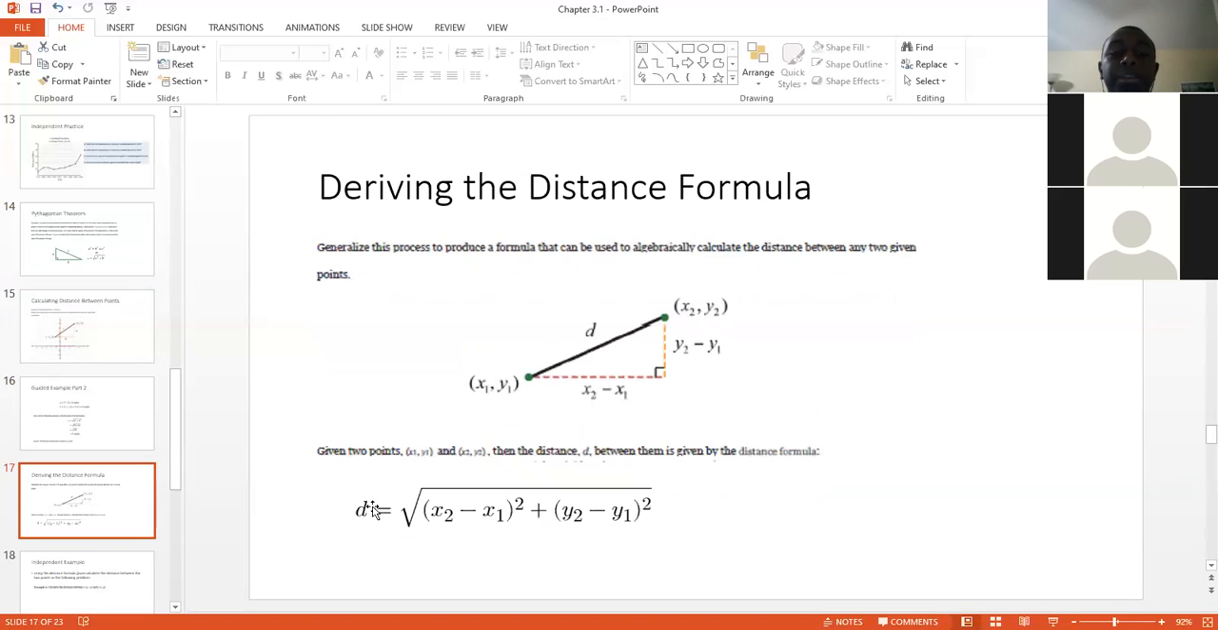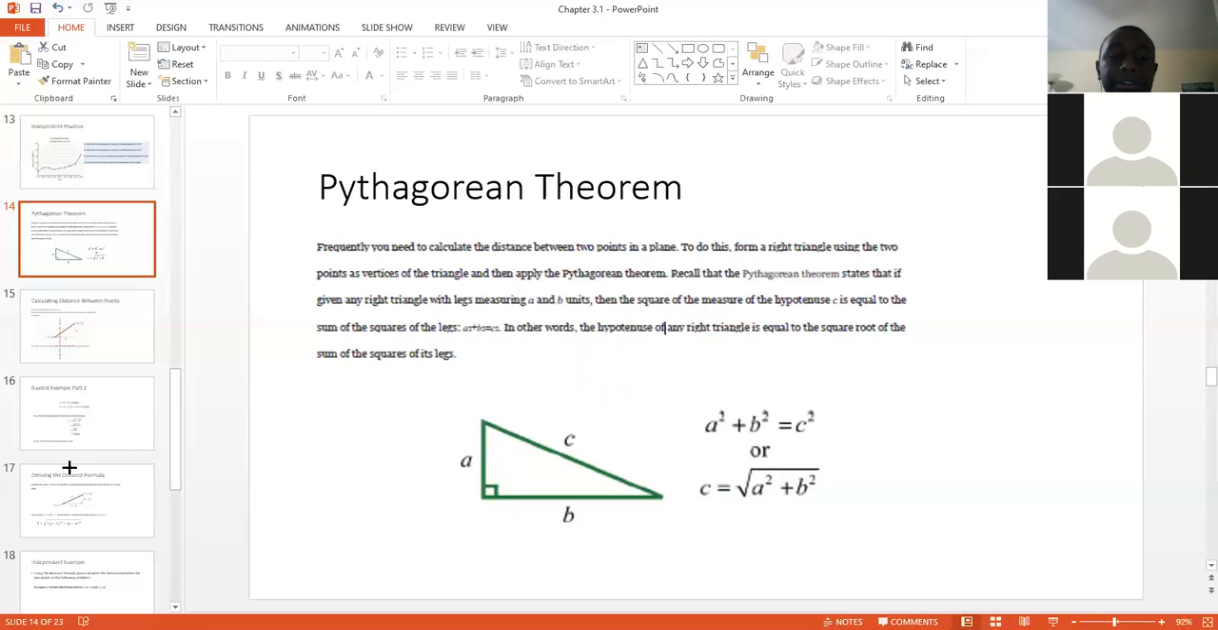So that's what D is. We're trying to find the distance. And this is how you get the distance formula. So now you have a distance formula. You can just plug in x2, y2, x1, y1 into this formula, and you can find the distance a lot easier than the messy Pythagorean theorem.